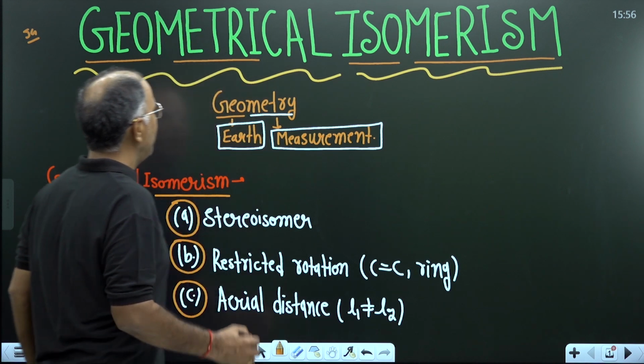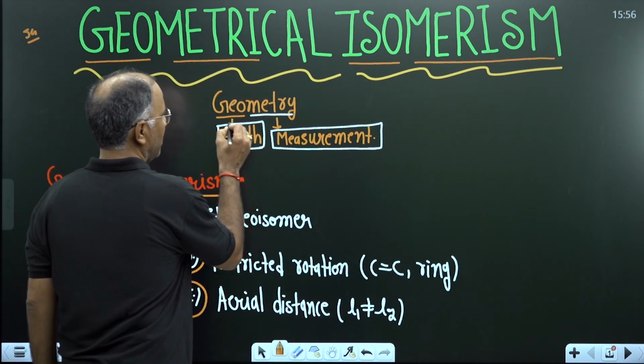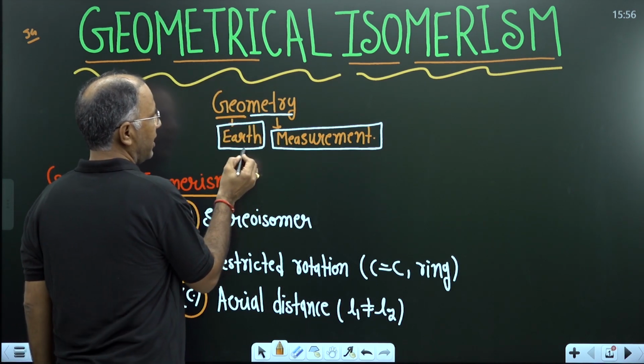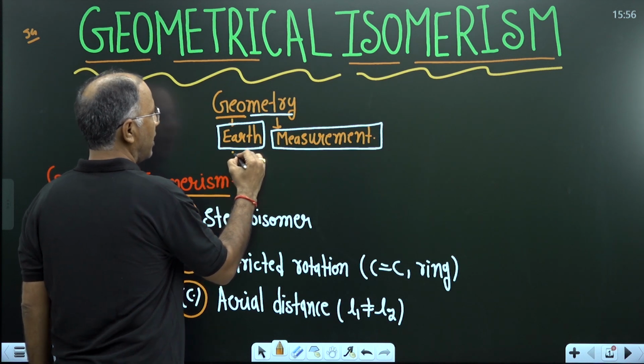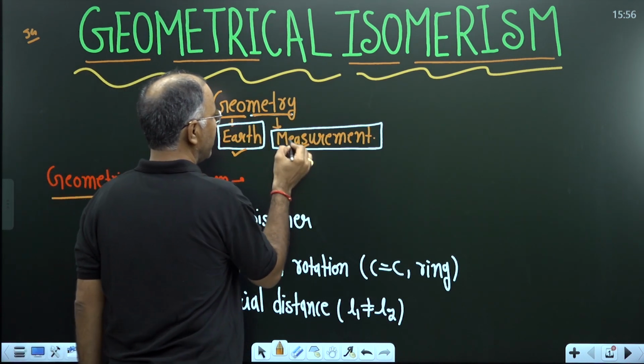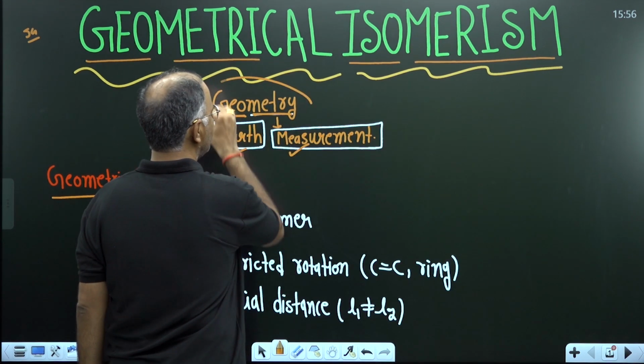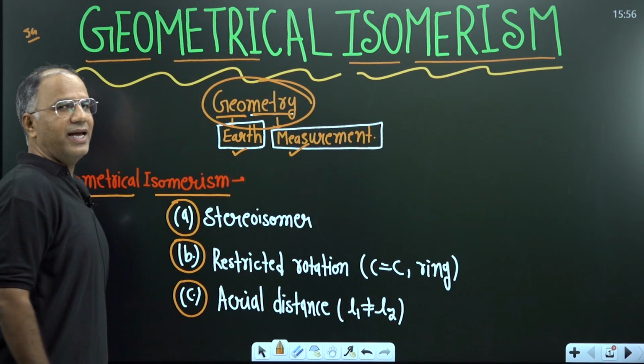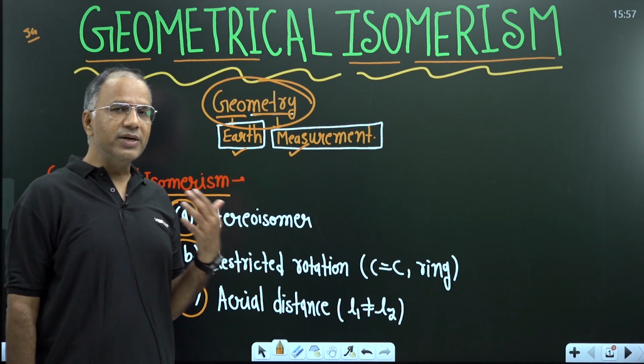Now what does the word geometry mean? The word geometry comes from earth measurement. Geo means earth, metry means measurement. The earth measurement is known as geometry. And geometrical isomerism means isomerism related to measurements.